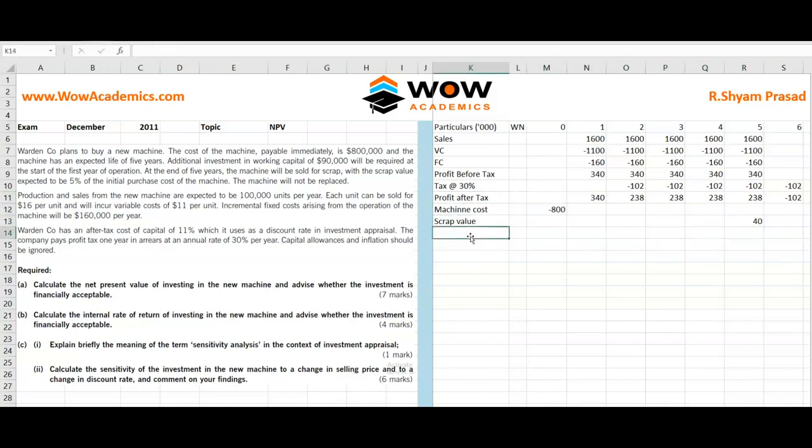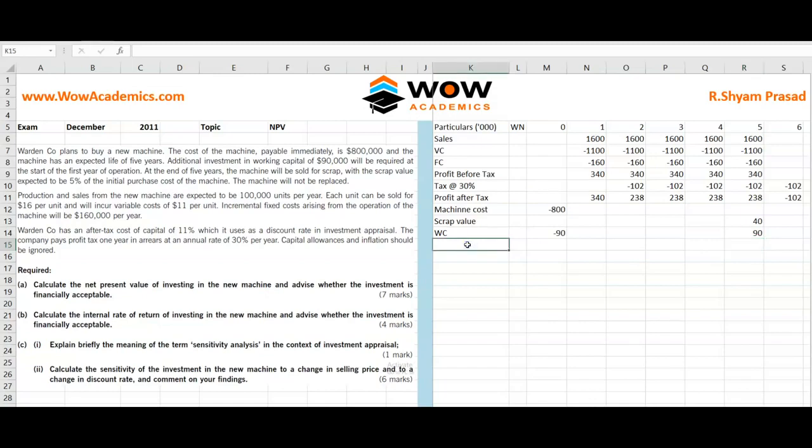So the next number that we have is working capital. We'll take it as WC. So working capital has to be invested when? He says it has to be invested at the start of the first year of operation. So at the start of the first year of operation is the 0th year. So 90 we'll put it here, and it will be released when we sell the machine. So 90 we'll put it here. But why is it released? Because they say the machine will not be replaced. So as the machine is not replaced, the working capital will be released. So that's about the 90 here.